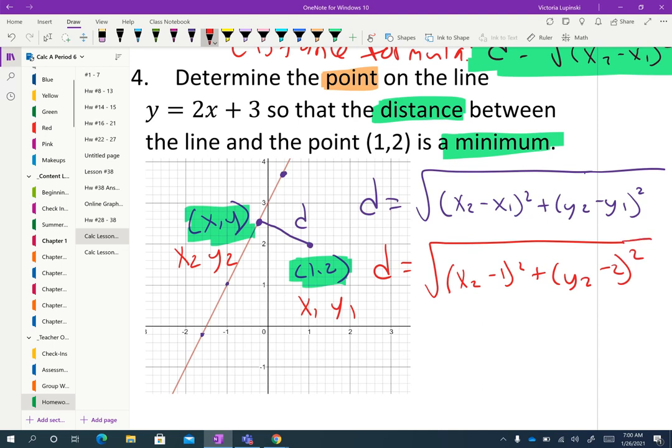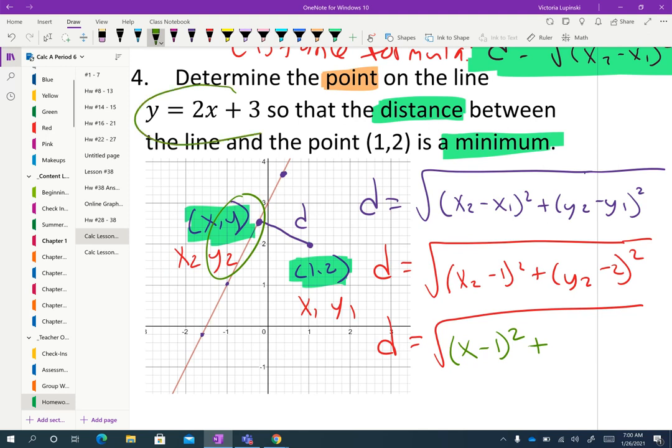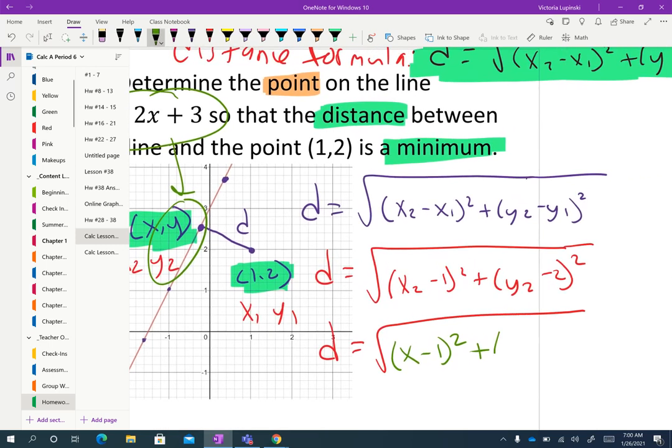Then I have some additional substitutions to make. Remember, I want to be down to just one variable. Because I called my x2 x, I can just replace x2 with x, so (x minus 1) squared. And then my y2 is equal to y, but I don't want there to be another variable. Luckily, because y is equal to 2x plus 3, I can make that substitution. So I'm now going to say (2x plus 3 minus 2) squared.